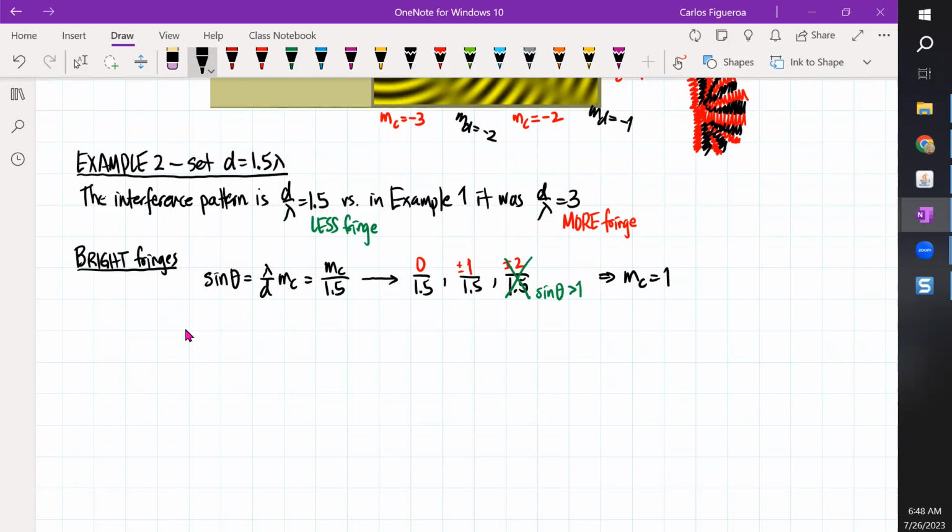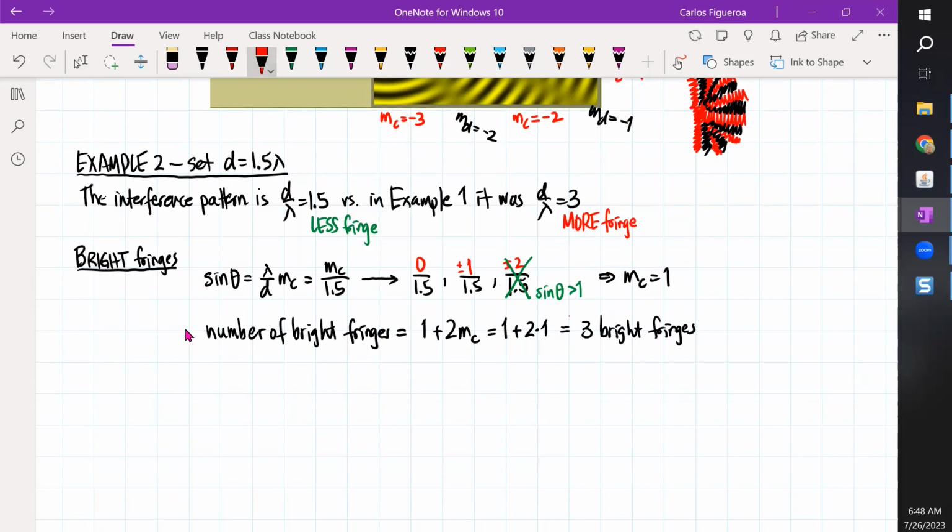So now, if I look at the number of bright fringes, we say here that we get 1 plus 2 MC. Remember, the 1 is for the 0, the 2 is for the plus or minus, so then this equals 1 plus 2 times 1, which then gives me 3 bright fringes. So now I have my bright fringes.